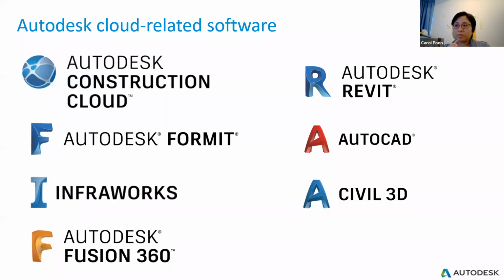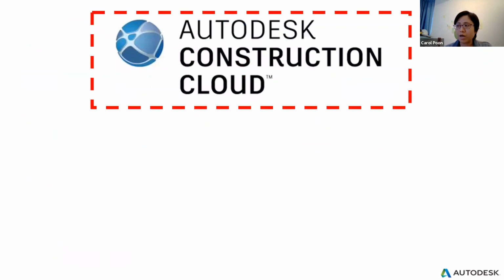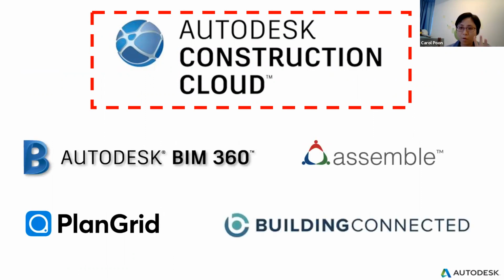Whenever you see 360 behind an Autodesk solution, it means it is related to cloud technology. Autodesk has a lot of cloud software, such as Autodesk Construction Cloud, Fusion, InfraWorks, Autodesk Revit, AutoCAD, etc. The Autodesk Construction Cloud is our main focus today because it was launched last year in November, and it includes 4 items.